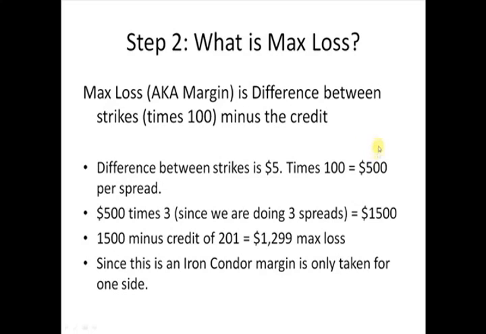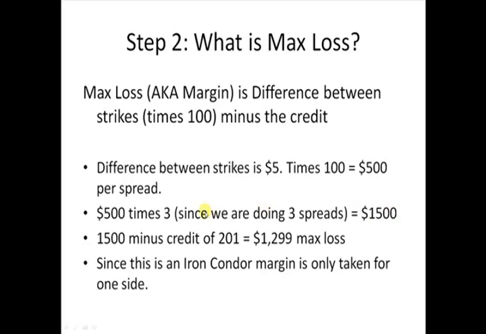Now you take that and you multiply it by 100 again because there are 100 shares in every option. So we have $500 per spread. That's the value, $500 per spread. Now we're doing 3 spreads, so we have to multiply it again by 3. So we have a value of $1,500.